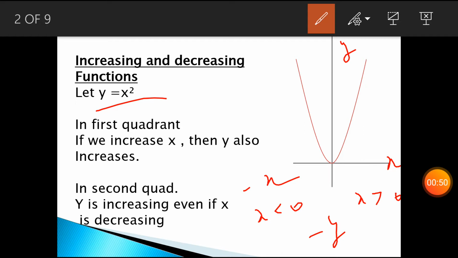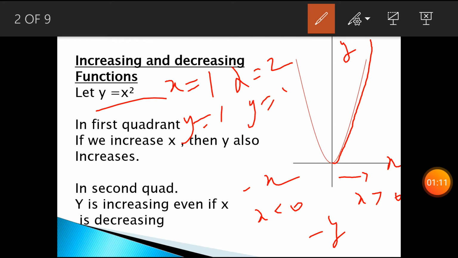It means for the values of x that are greater than 0. If we increase the value of x, what is happening? The value of y is also increasing. You can see it here also. If we put x equals 1, then y is 1. If we put x equals 2, then y is 4. It means when we are increasing the value of x from 1 to 2, y is going from 1 to 4. It means it is increasing.